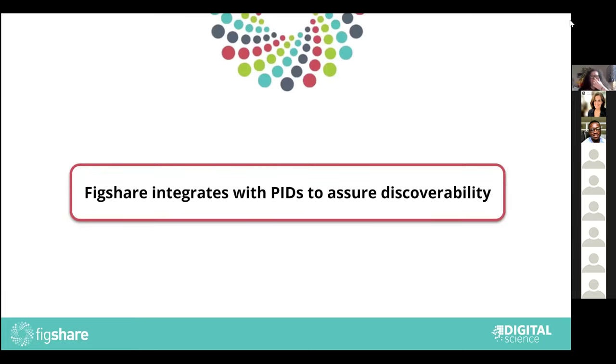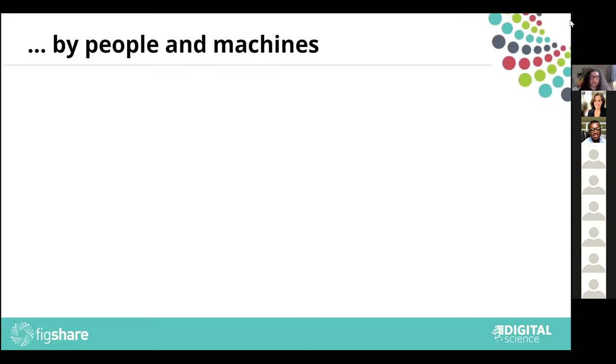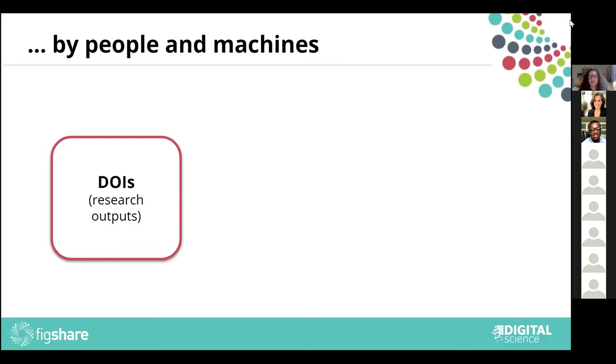So I want to talk very briefly about persistent identifiers, because obviously that's the theme of all the webinars, and how Figshare integrates with persistent identifiers to assure discoverability by people and machines, as Mark had explained earlier.